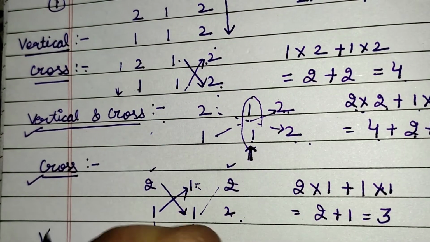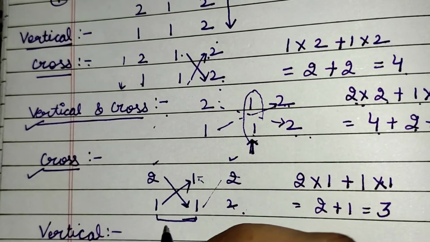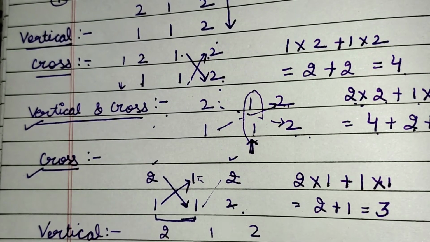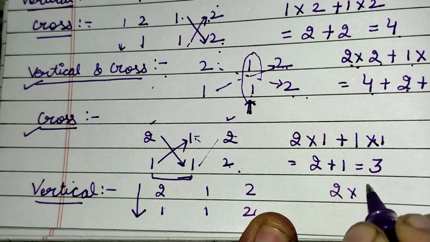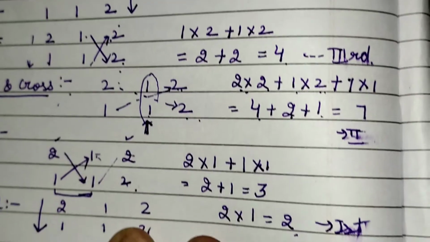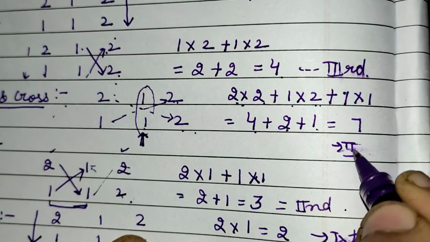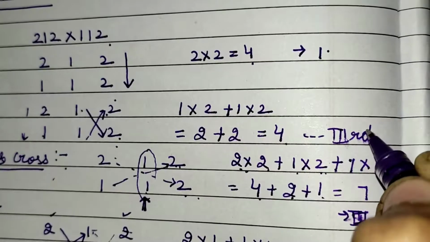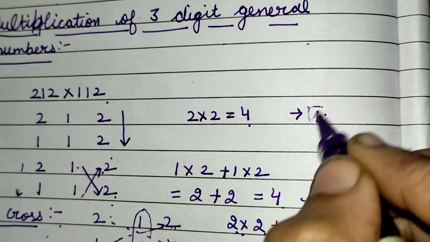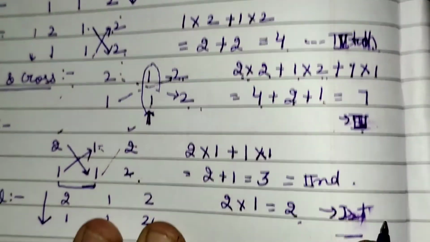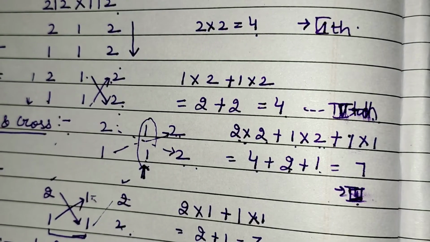Next, the last step you have to do is the vertical multiplication. When you do the vertical multiplication of these, you get 2 into 1 is equal to 2. So this will be the first digit of the answer, this 3 will be the second digit, this 7 will be the third digit, this 4 will be the fourth digit, and this last 4 will be the fifth digit of the answer. So our answer will be 2, 3, 7, 4 and 4.